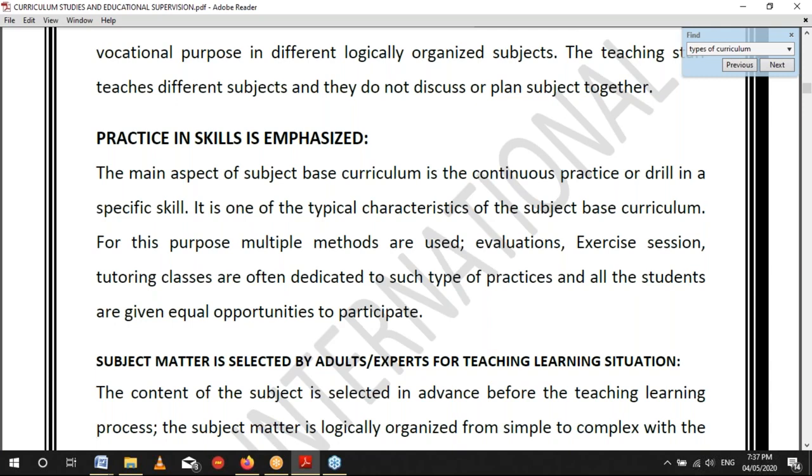Example, you want to teach water. You started from sources of water before you move to uses of water, before you now define water. How is it supposed to be? Definition of water, uses of water, and sources of water. So it is being criticized as not logical, and a lesson can never be effectively transmitted.